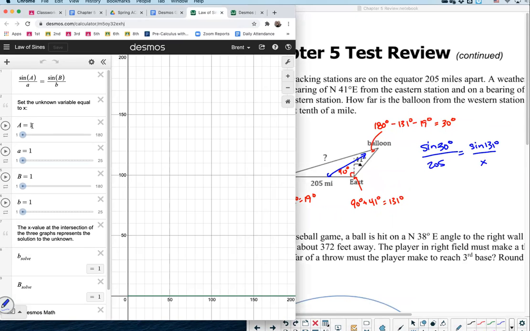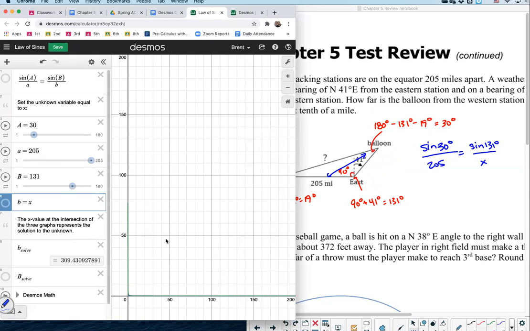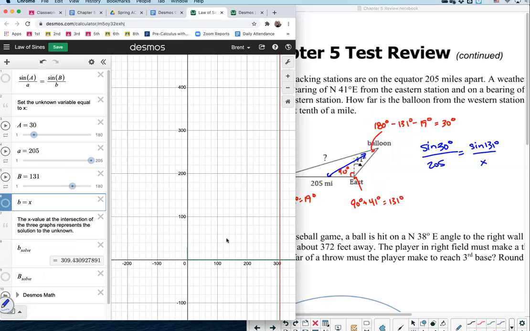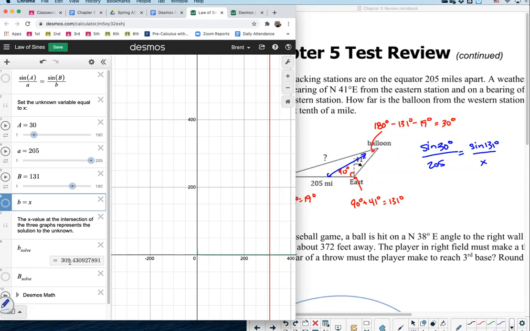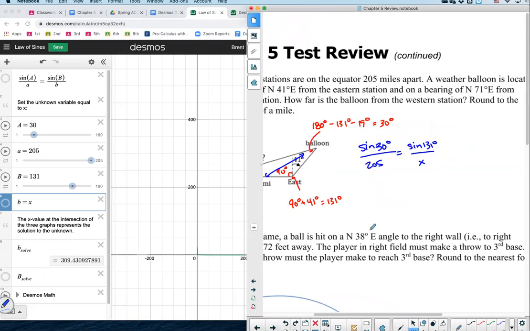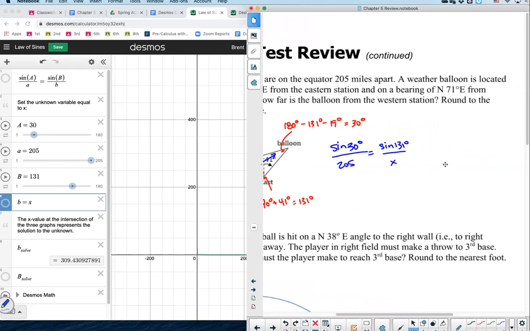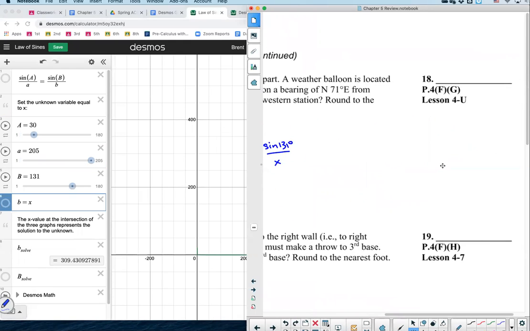All right, so we type in our values. We have sine of 30 divided by 205 will equal sine of 131 divided by x. The answer is 309. You'd have to zoom out to see it right there, but it says 309.43, and it says round to the nearest tenth of a mile. So to the nearest tenth, if it's one decimal place, it would be 309.4 miles.